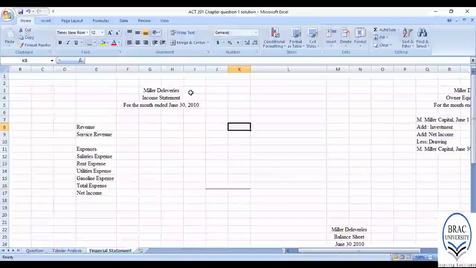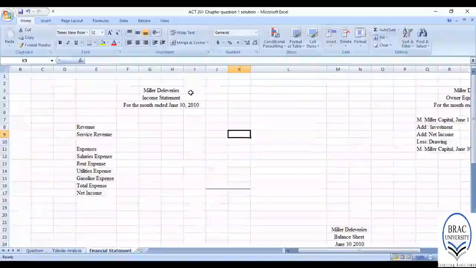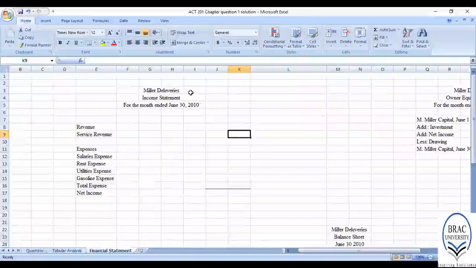Now let's come to the revenue section of the income statement. As Miller Deliveries has only one type of revenue called service revenue, we'll write the service revenue in our income statement. This service revenue is worth $5,900. Let's write this into our income statement.